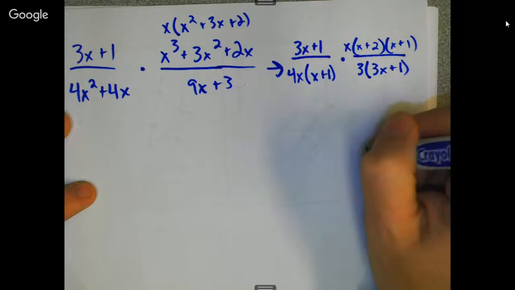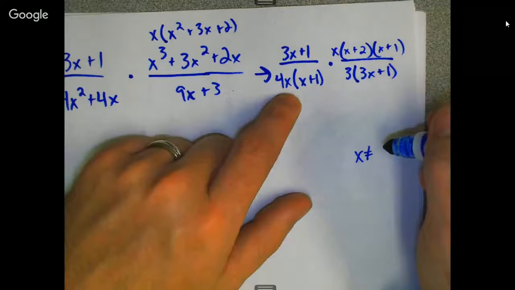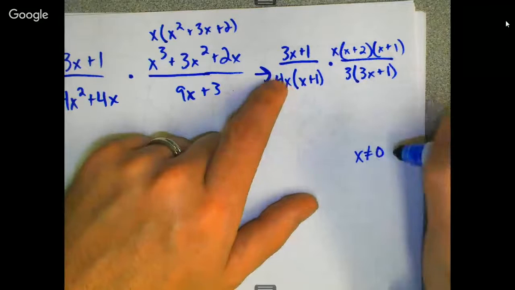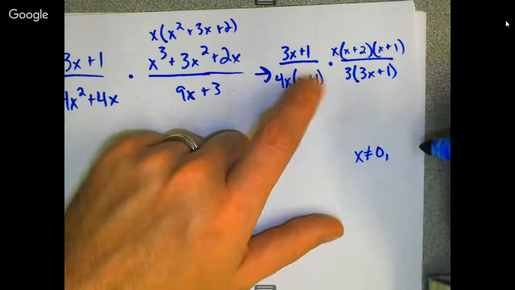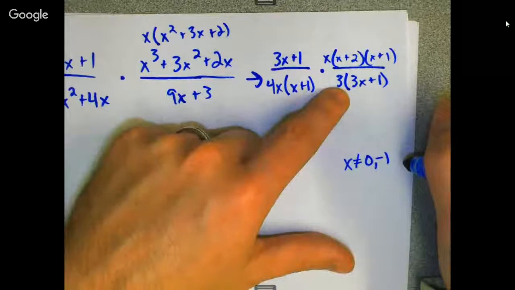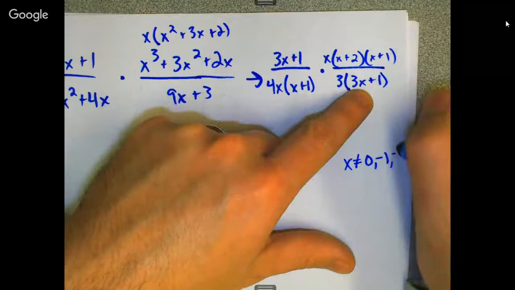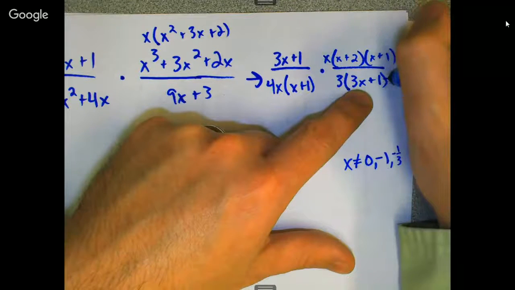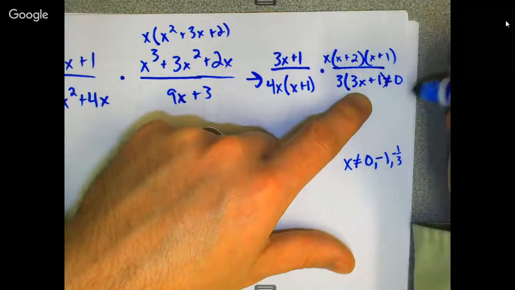So x cannot be, just start here, this is 0. 4 times 0 is 0. What makes this factor 0 would be negative 1. That doesn't have a variable, so it doesn't matter. And this one would be negative 1/3. Set it equal to 0 and solve it. So subtract 1, divide by 3.